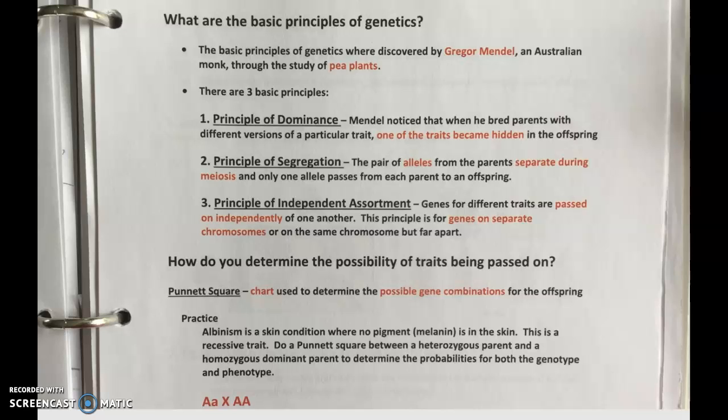The principle of segregation: the pairs of alleles from the parents separate during meiosis. So during gametogenesis, during spermatogenesis, during oogenesis, there's lots of separation of the individual alleles, the letters we use to represent the traits. Thirdly, the principle of independent assortment: genes for different traits are passed on independently of one another.